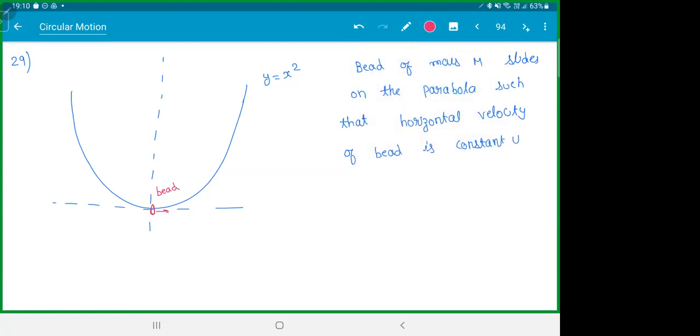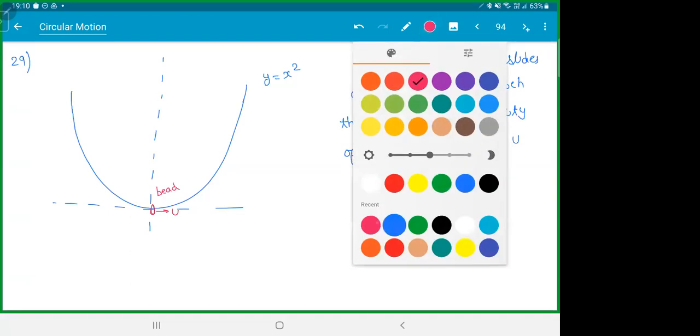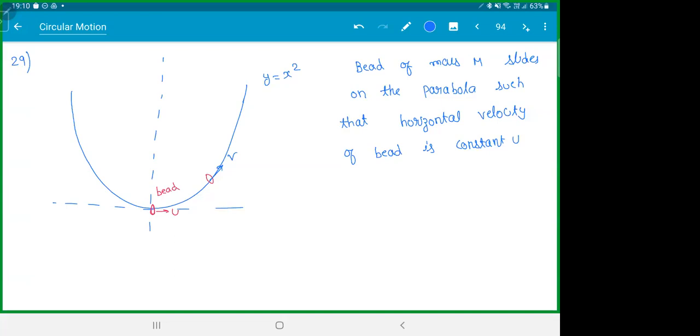Meaning this guy is going with u. So when the bead comes here, the velocity is some direction v, but the horizontal component is u. You're getting it? Let the bead go with any velocity, let this be v2, but the horizontal velocity is u. I hope you're getting what is happening. The speed of the bead is not constant, that is changing, but horizontal velocity is constant.